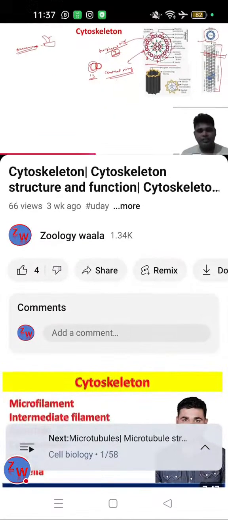And in the central region, 2 structures are present, one and another. But here they are present in a doublet structure. This is the doublet structure. So if we look at the axoneme structure, it is designated as a 9 plus 2 arrangement. What is the 9 plus 2 arrangement? 9 means in the peripheral structure, 9 microtubule structures are present, which are doublets.